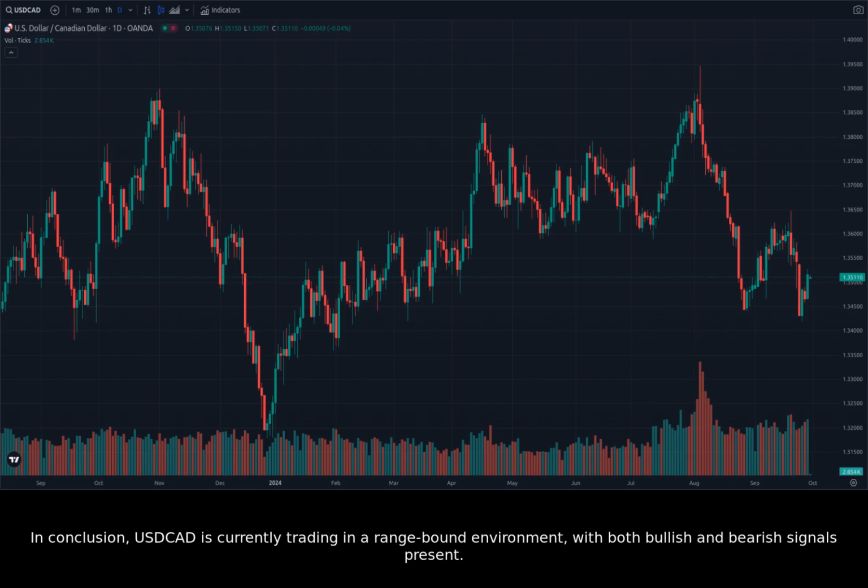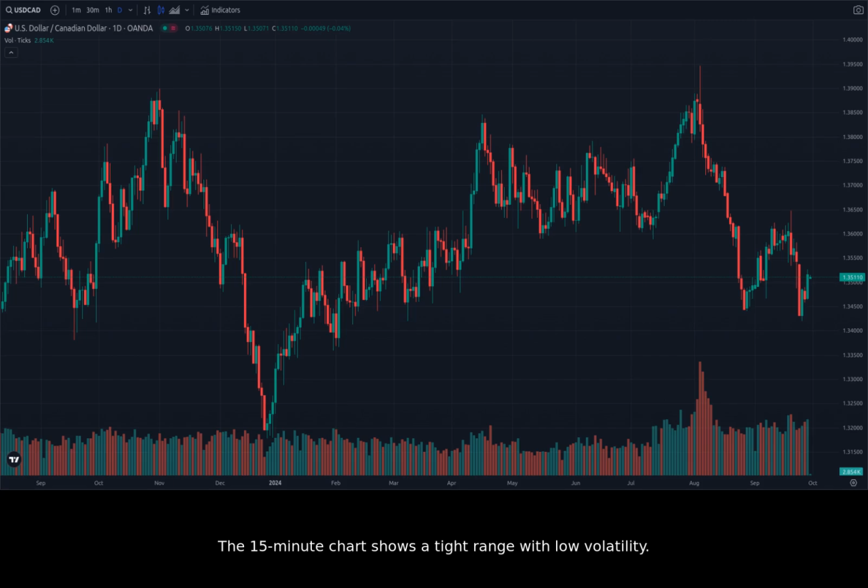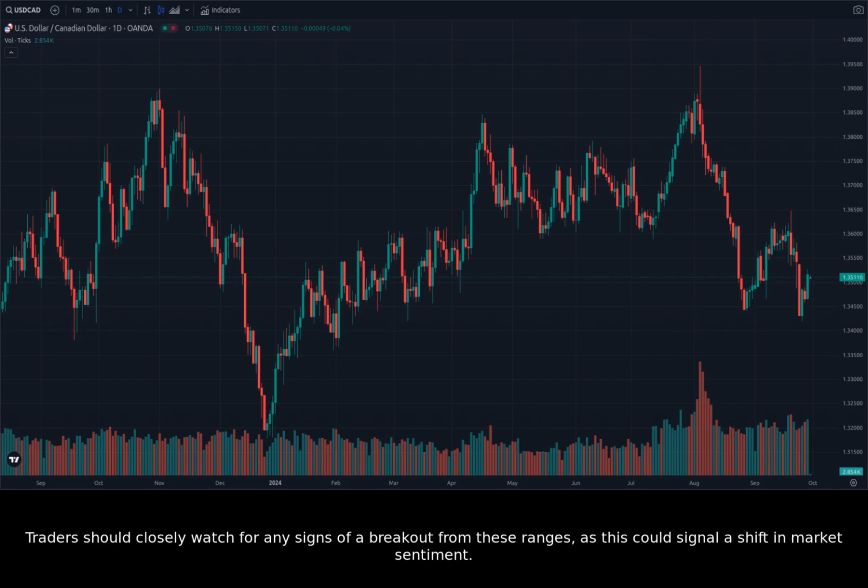In conclusion, USDCAD is currently trading in a range-bound environment, with both bullish and bearish signals present. The recent news about Canadian GDP could influence the market, but the direction of the price movement is uncertain. The 1-day chart shows that USDCAD is testing the 1.35 resistance level, while the 1-hour chart shows consolidation between 1.347 and 1.352. The 15-minute chart shows a tight range with low volatility. Traders should closely watch for any signs of a breakout from these ranges, as this could signal a shift in market sentiment.